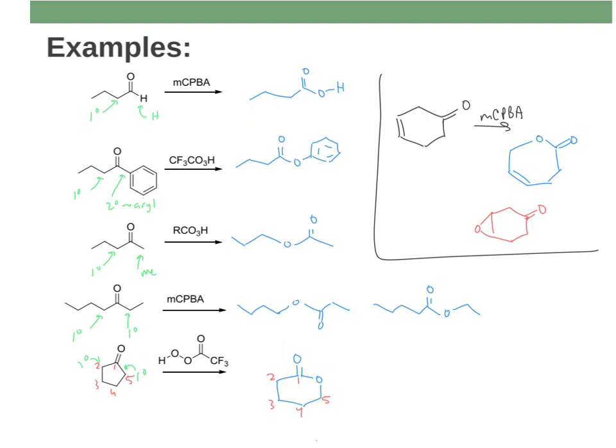We'll learn some other ways to get around things like that, but right now just be aware, just remember that the peroxy acids also react with alkenes to make epoxides. So keep your eyes out for that.